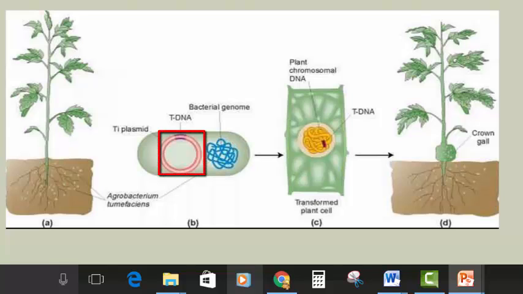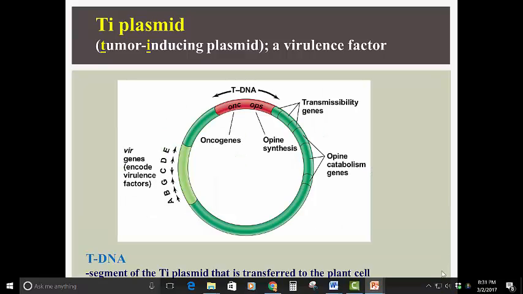It contains the Ti plasmid, or tumor-inducing plasmid, which is responsible for its virulence. The Ti plasmid contains several genes, including genes that mobilize DNA for transfer to the plant and virulence genes. It also contains T-DNA, or transfer DNA, which carries the genes for tumor formation. The T-DNA has two genes, the onc gene and the opine gene. The onc gene is responsible for the tumorigenesis. The opine gene is responsible for the synthesis of modified amino acids called opines.